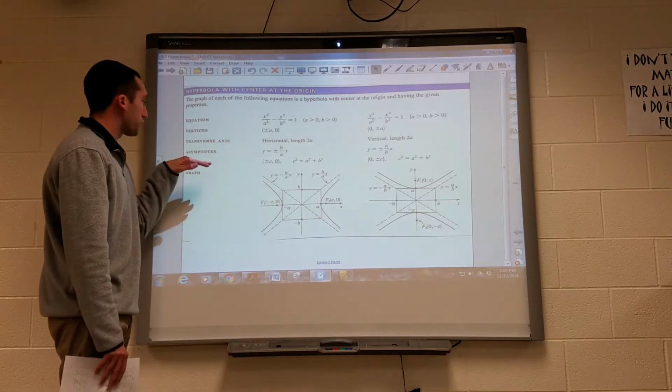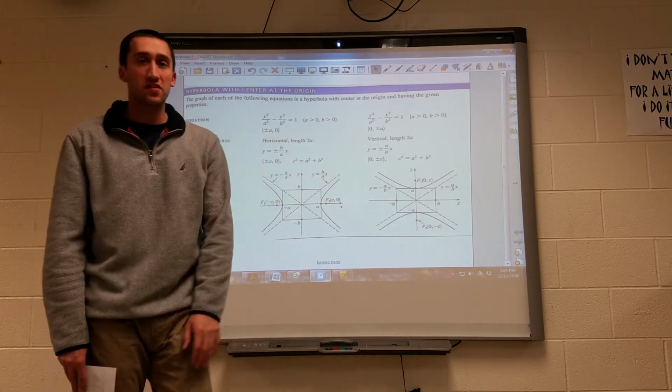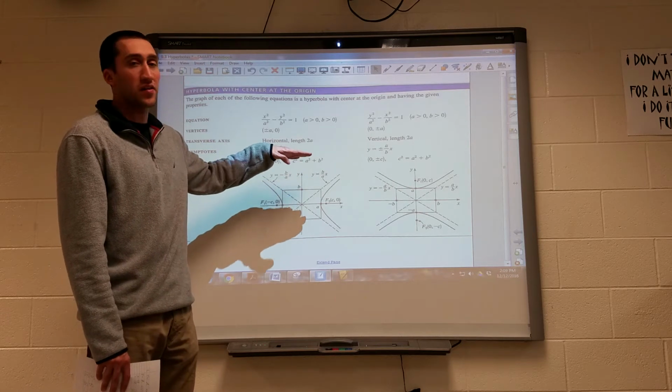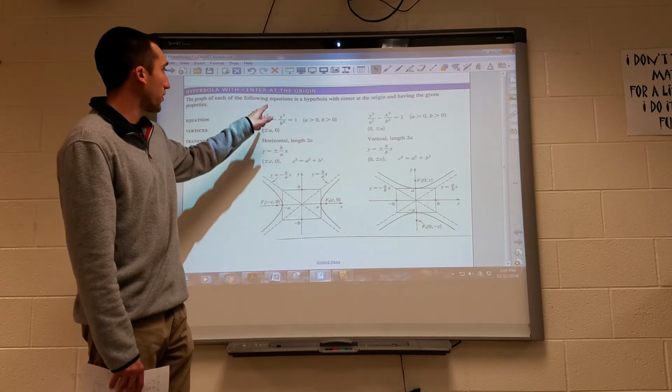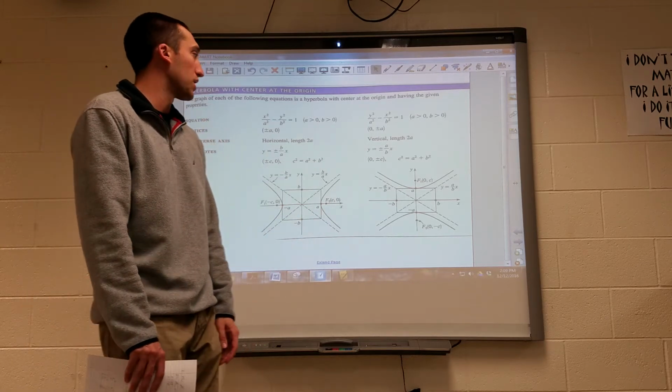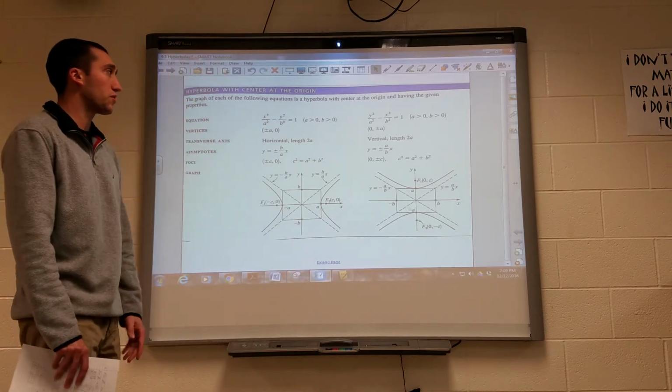And then also, to find the foci, your c squared equation is going to have a plus. So it's c squared equals a squared plus b squared. So when the minus is in the equation, our foci equation has a plus, kind of like I've been alluding to the last couple days.